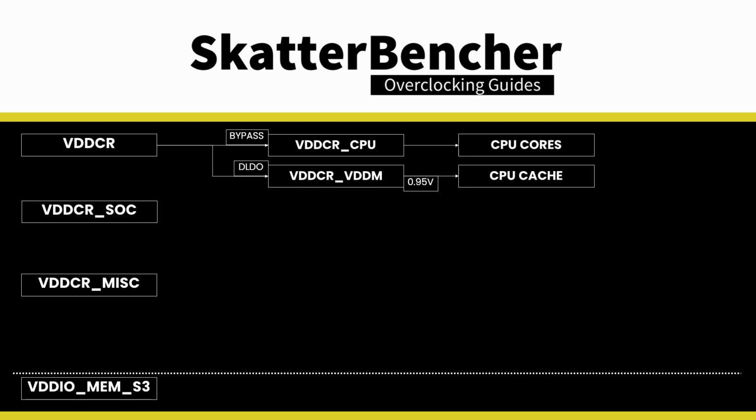VDDCR VDDM provides the voltage for the L2, L3, and, if present, 3D V-Cache on a CCX. On CPUs where there are multiple CCXs, each CCX has its own VDDCR VDDM voltage rail. This rail cannot work in bypass mode. Therefore, it is always internally regulated from the VDDCR external voltage rail. The default VDDM voltage is 0.95 volt.